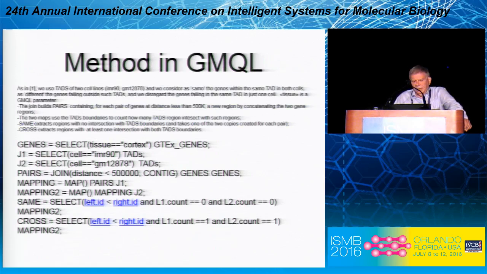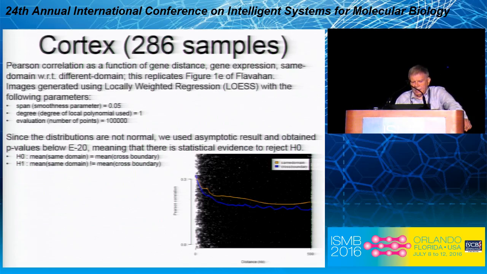So first of all, I show you this as an example of how compact is the program that would essentially compute the genes which belong to the same TAD as opposed to genes which are one TAD apart. Because the idea is that there is a higher correlation between genes which belong to the same domain, and lower correlation between genes which are separated by one of these TAD boundaries.